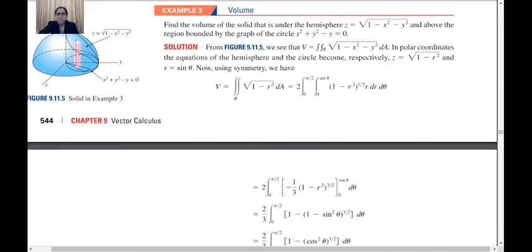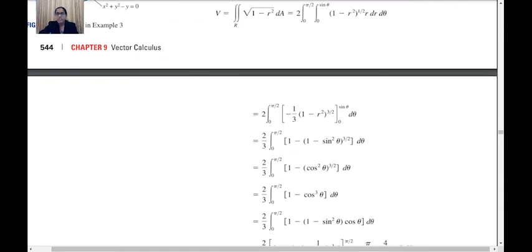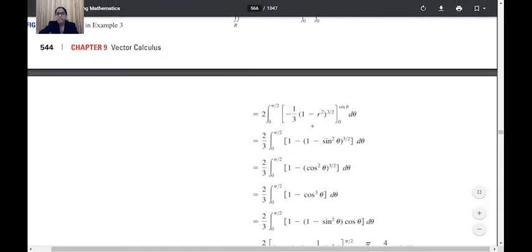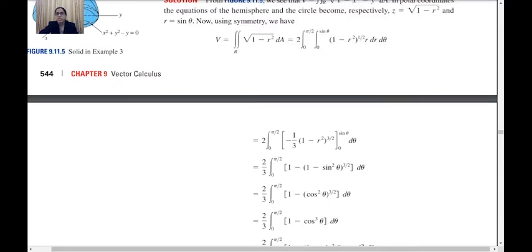So let's see how we can evaluate. I think it's easy. We can just substitute 1 minus r squared is equal to u. When we substitute, this r will get cancelled. So it will be the integration of u raised to 1 by 2. What is the integration of u raised to 1 by 2? It is nothing but u raised to 3 by 2 divided by 3 by 2. So when we substitute it, we get 2 times the integral from 0 to pi by 2 of minus 1 by 3 (1 minus r squared) whole raised to 3 by 2. Okay, the 2 and 2 will get cancelled.